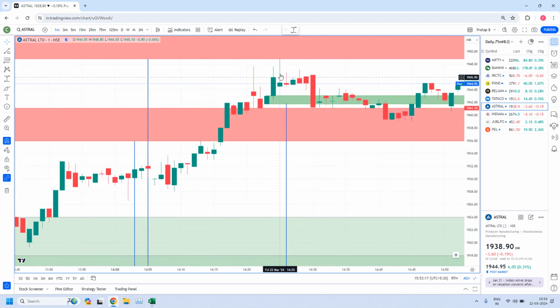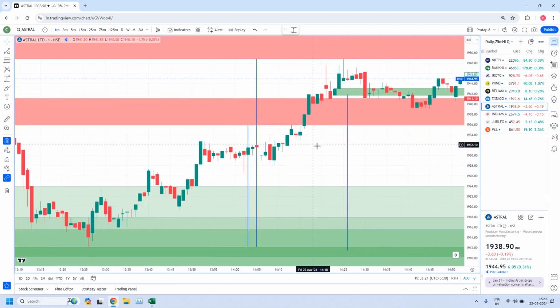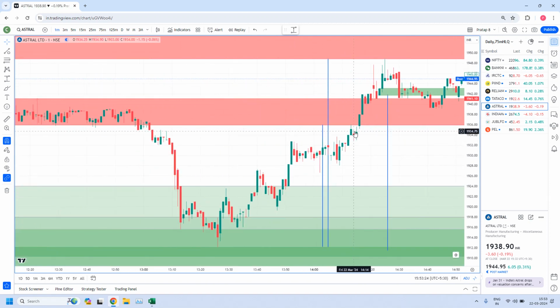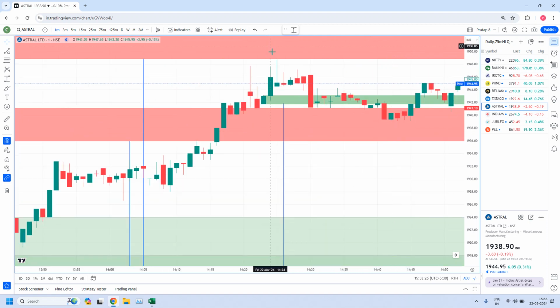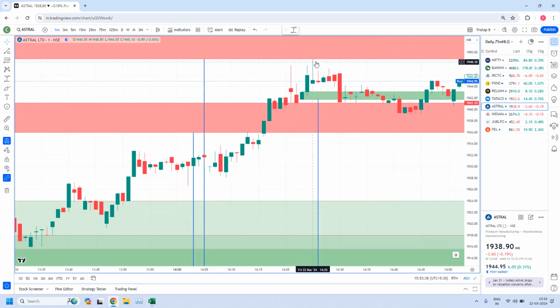But here, after that, what happened? Finally it reached the second target. Now after that, a huge rejection. You would have booked your profit here. Maybe some people may think, let me use a trailing stop loss. If you would have thought so, see here, now this has been violated, you would have exited here. That means you would have got 30 rupees 25 paisa. Those who exited at the second target, you would have got 36 rupees 65 paisa.